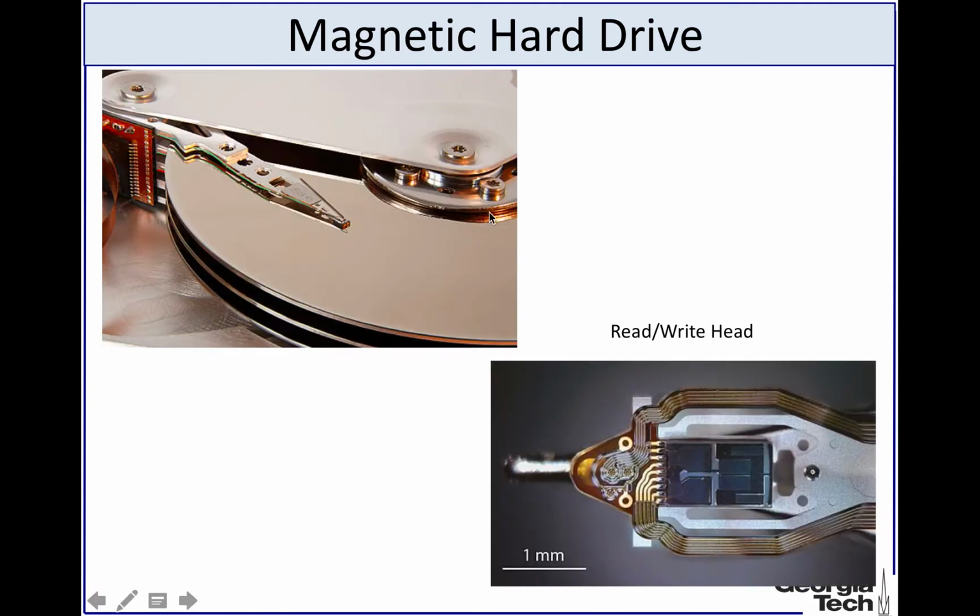Alright, so now this is a photograph of a magnetic hard drive platter. The platter is this one, and then this is the head, and this is a close-up image of the head. So this head is essentially used to read and write into the platter, in the magnetic material in the platter, and these images are taken from Wikipedia.